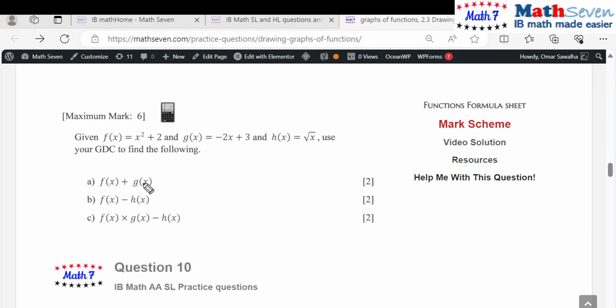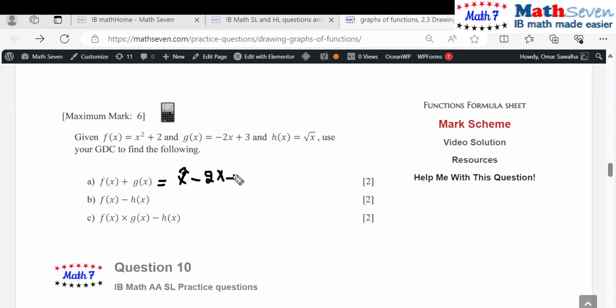So now you need to graph this. In order to graph this, you have to add this function f of x plus g of x first to get a new function, and the new function you insert in the calculator. So f of x plus g of x, this will become x squared minus 2x plus 5.